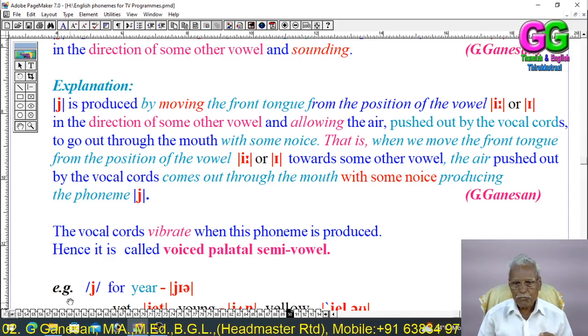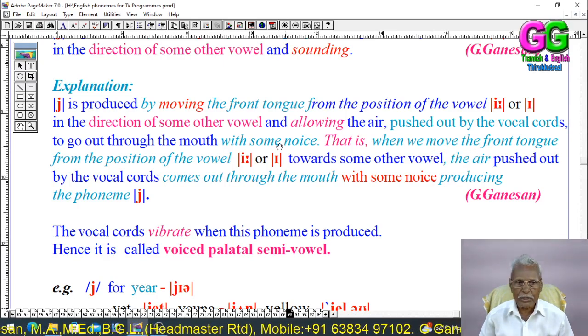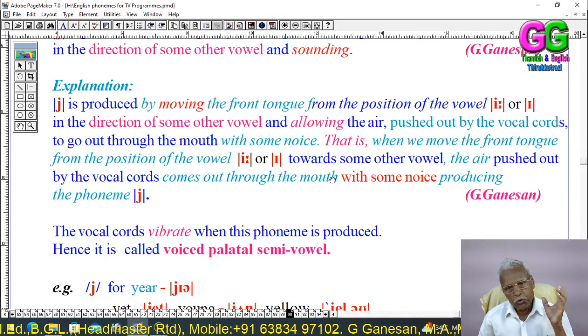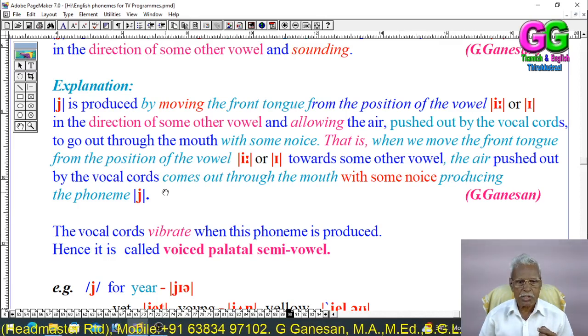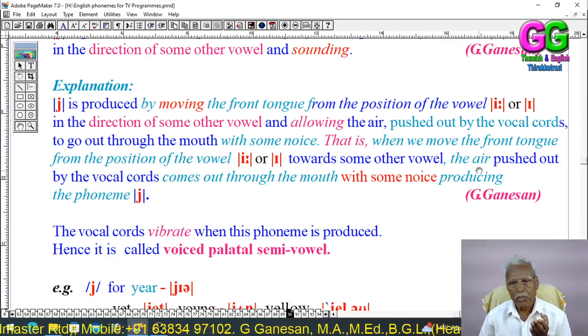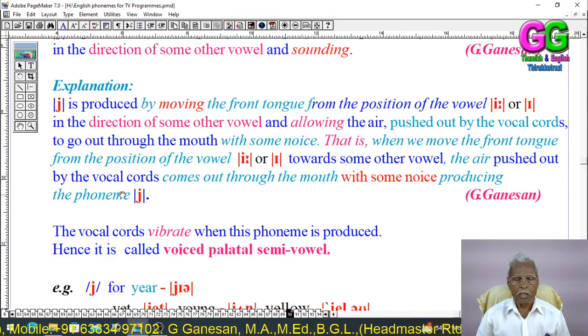That is, when we move the front tongue from the position of the vowel E towards some other vowel, the air pushed out by the vocal cords comes out through the mouth with some noise, producing the phoneme A.